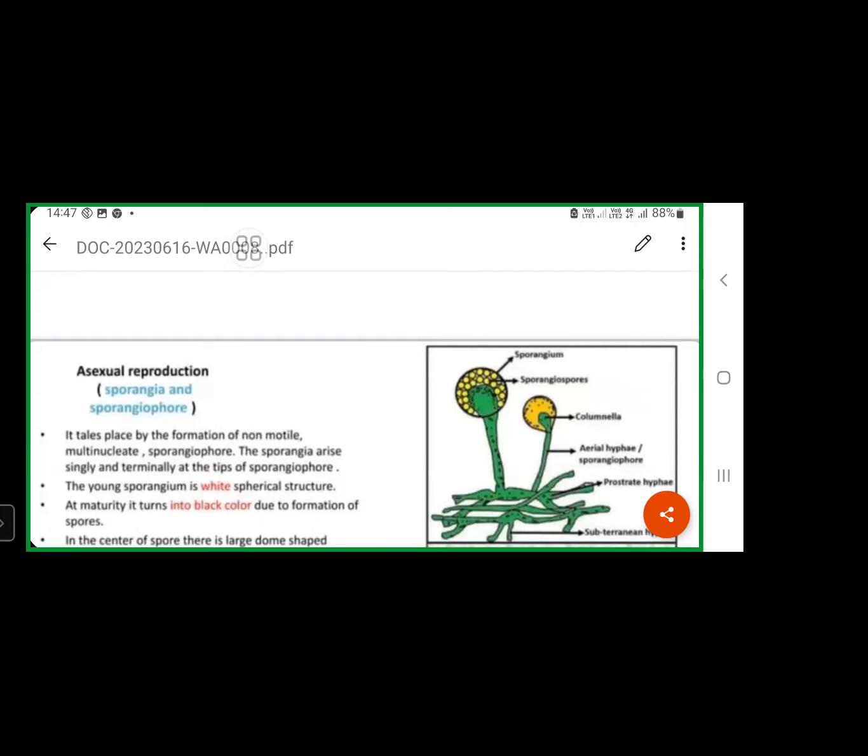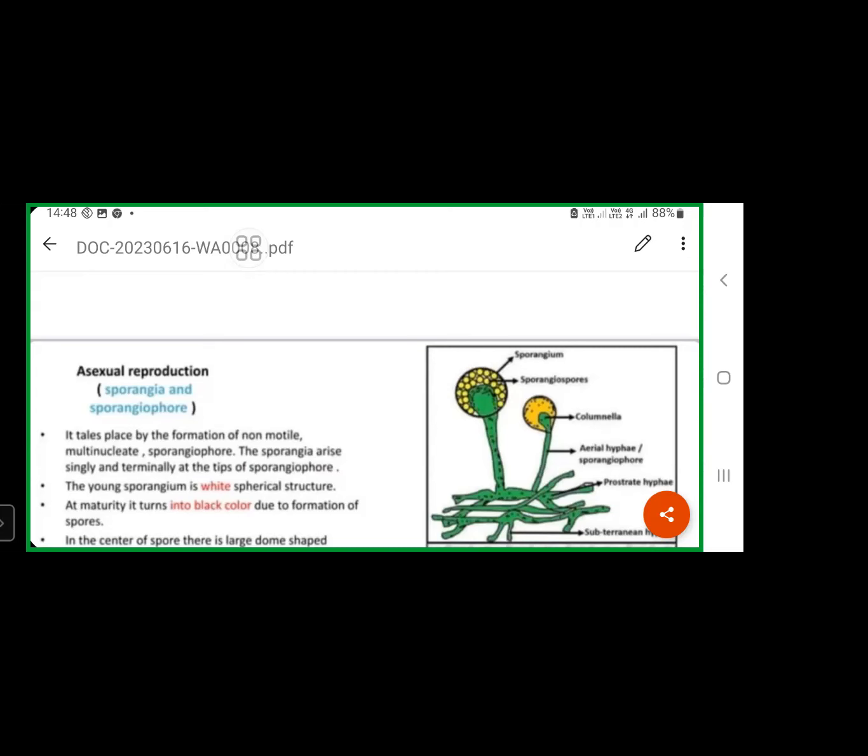Whenever these spores reach maturity, what will happen? The sporangial wall will break. Once the sporangial wall breaks, the spores which are developed inside the sporangium are released into the environment. Like that, many spores which are developed inside this sporangium are released into the environment.